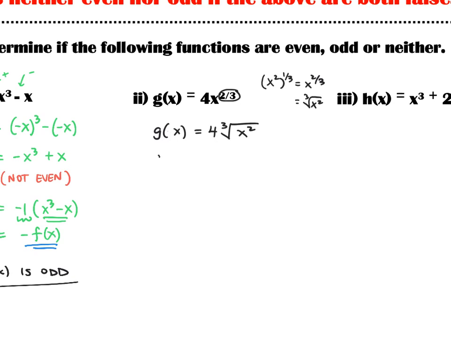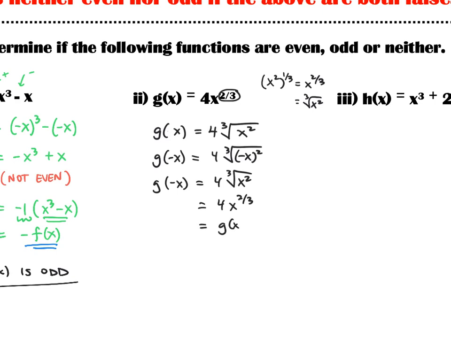Okay, so now what I'm going to do is g of negative x, I want to know what that equals. Take 4 times the cube root of negative x squared. Well, what happens when I square negative x is I get positive x squared. So I get 4 cube root of x squared. And reformulating that back to where it was, that'd be 4x to the 2/3, which is actually equivalent to g of x. So now I've shown that g of negative x is equal to g of x, which means that g of x is even.